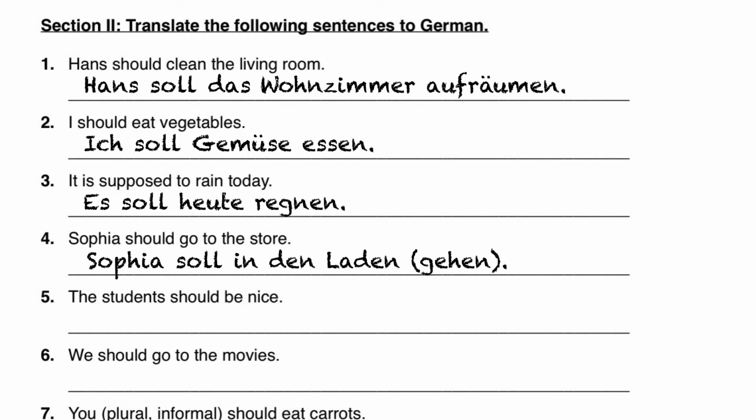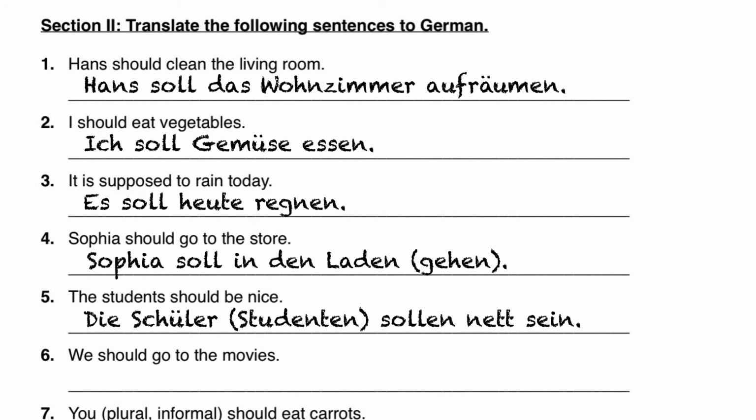Nett is the way that we need to say nice, and then sein at the end of the sentence for the form of to be, which is the infinitive form, sein. Die Schüler, or die Studenten, sollen nett sein. The students should be nice.